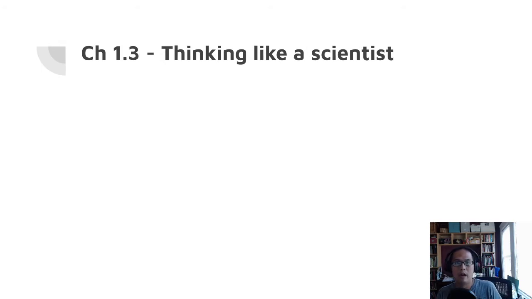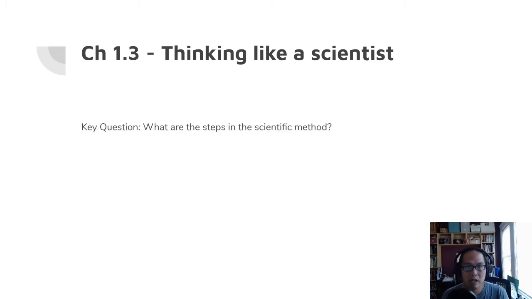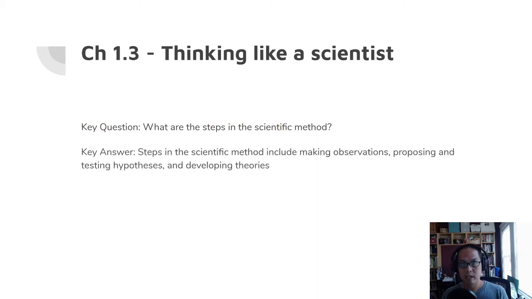All right, so I'm not going to go through everything in chapter 1.3, but I want to go over just a couple of things that I thought are important. So this is chapter 1.3 in your book, Thinking Like a Scientist. The first key question that I want to go over is, what are the steps in the scientific method? In fact, I think this is the only key question in this section that I'm going to go over. The key answer in your book is: steps in the scientific method include making observations, proposing and testing hypotheses, and developing theories. So I want to talk a little about what these things are.